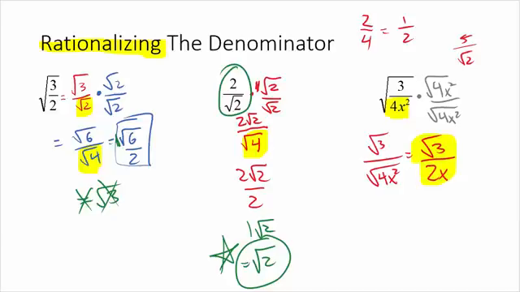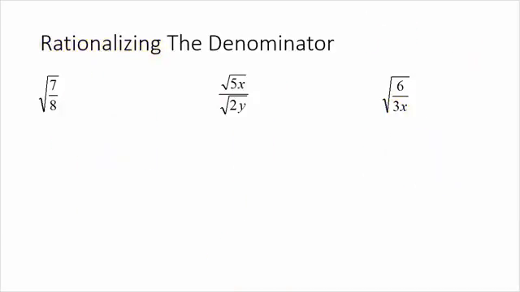Again, I encourage you to try it the other way too. You should have a matching answer here for both of these. All right, we got 3 more to go. We're going to look at the square root of 7 over the square root of 8.